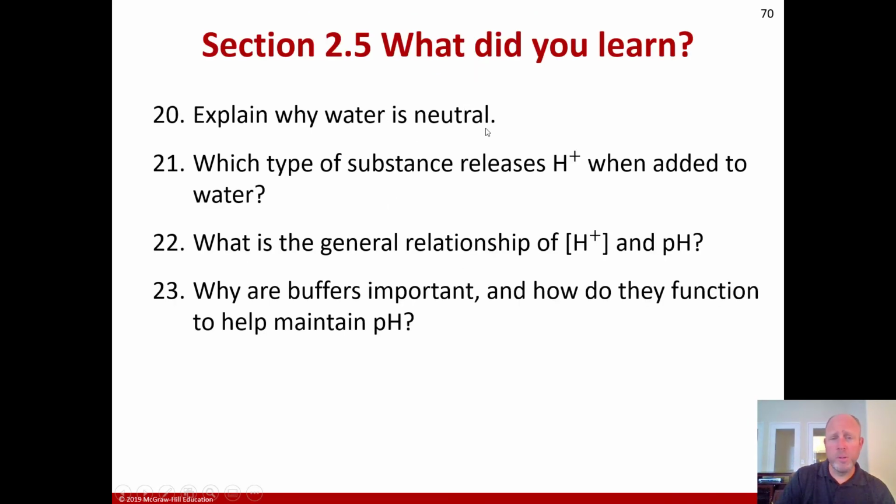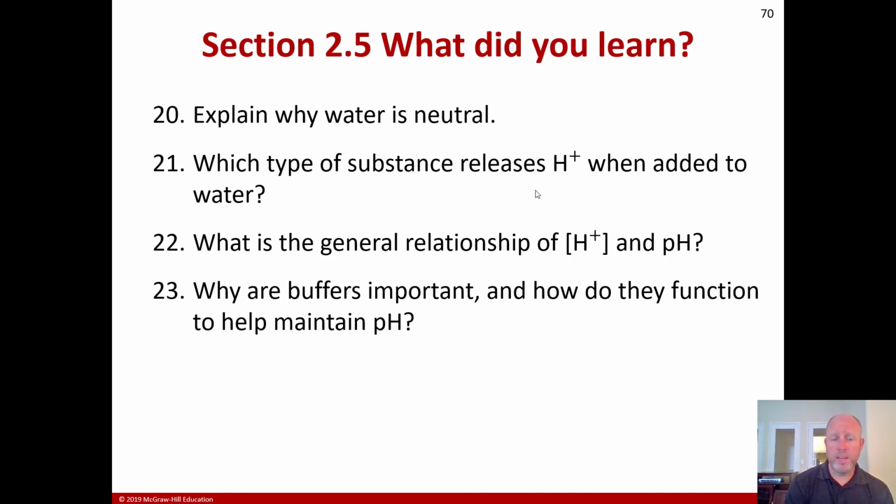Why is water neutral? Because there's an equal number of hydrogen ions and hydroxide ions. Which type of substance releases hydrogen ions when added to water? That's going to be essentially an acid. What's the general relationship of hydrogen ions and pH? Remember, as the hydrogen ions increase, it becomes more acidic. As they decrease, it becomes more base or alkaline.